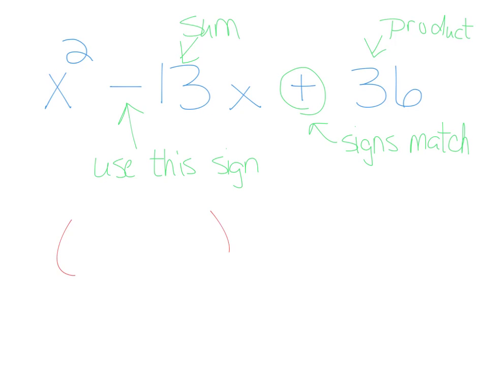So x squared minus 13x plus 36, I know the signs have to match because the last term's positive. I use the middle sign, minus and minus, and I think if I've done it correctly, it's going to be -9 and -4.